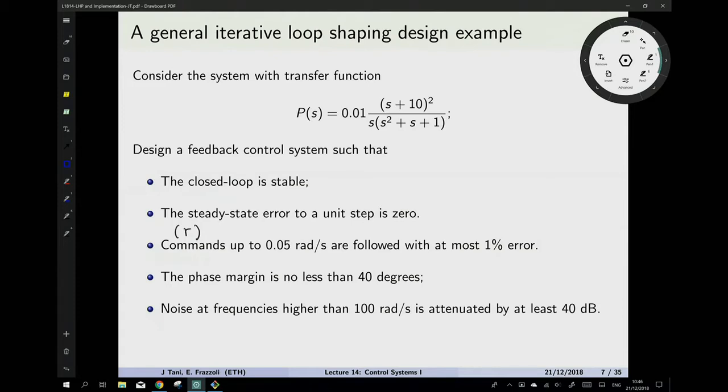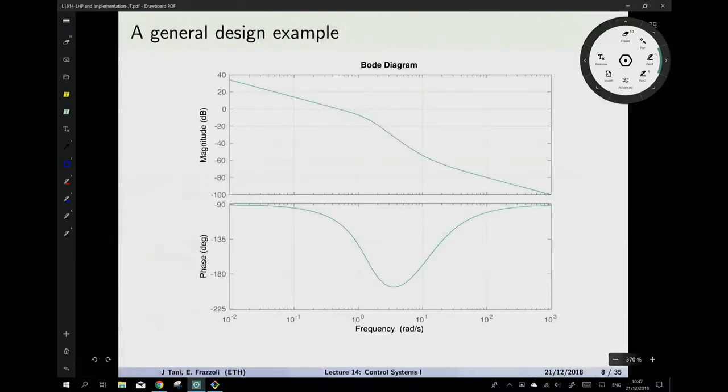Typical numbers are 30 degrees, 45 degrees. A margin of phase more than 45 degrees is good. Margin of phase of 90 degrees is amazing, okay? Okay, so this is the open loop transfer function. So it's the equivalent of the red line we have for this current situation.